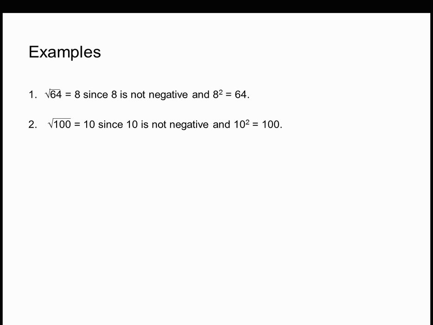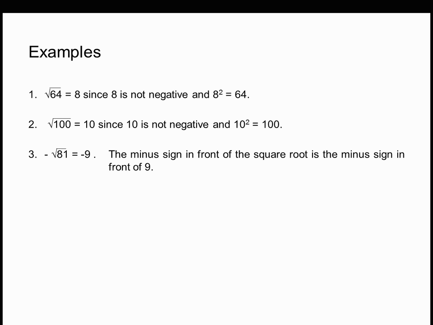But what if you did want the negatives? The negative square root of 81 is negative 9. The minus sign that's in front of the square root is the same as the minus sign that's in front of the 9. So if you want the negative square root, you actually have to put a minus sign in front of the square root symbol. The negative square root of 25 is negative 5. Again, this minus sign is this minus sign. So if you want the negative number to come out from this principal square root, you actually have to put the minus sign.